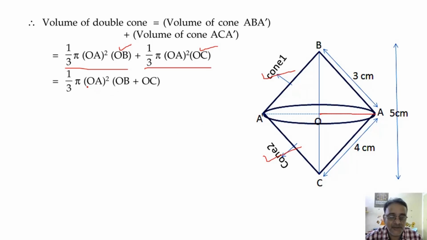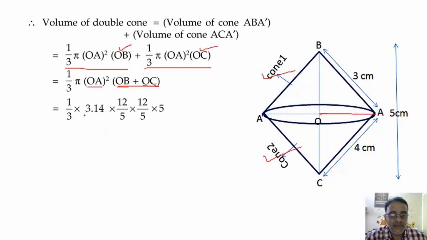Now we'll substitute. OA is 12 by 5 and OB plus OC is nothing but BC, which is 5. So 1 by 3 into 3.14 into 12 by 5 into 12 by 5 into 5. 3 cancels with 3 to give 4, and 5 also cancels. We'll get 3.14 into 48 upon 5.